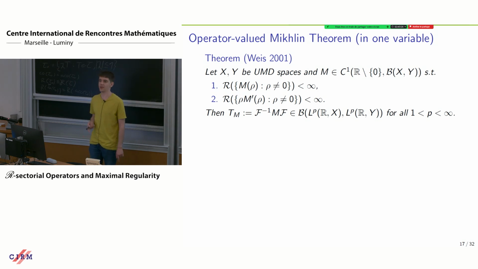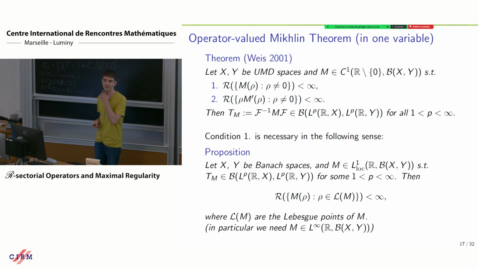Okay, so one might wonder if those two conditions actually are necessary. And for the second condition, it is known that this is not necessary. So this rho times m prime of rho condition is not necessary in general. But the first one is kind of necessary. So one has the following partial converse to this theorem, which is this proposition.